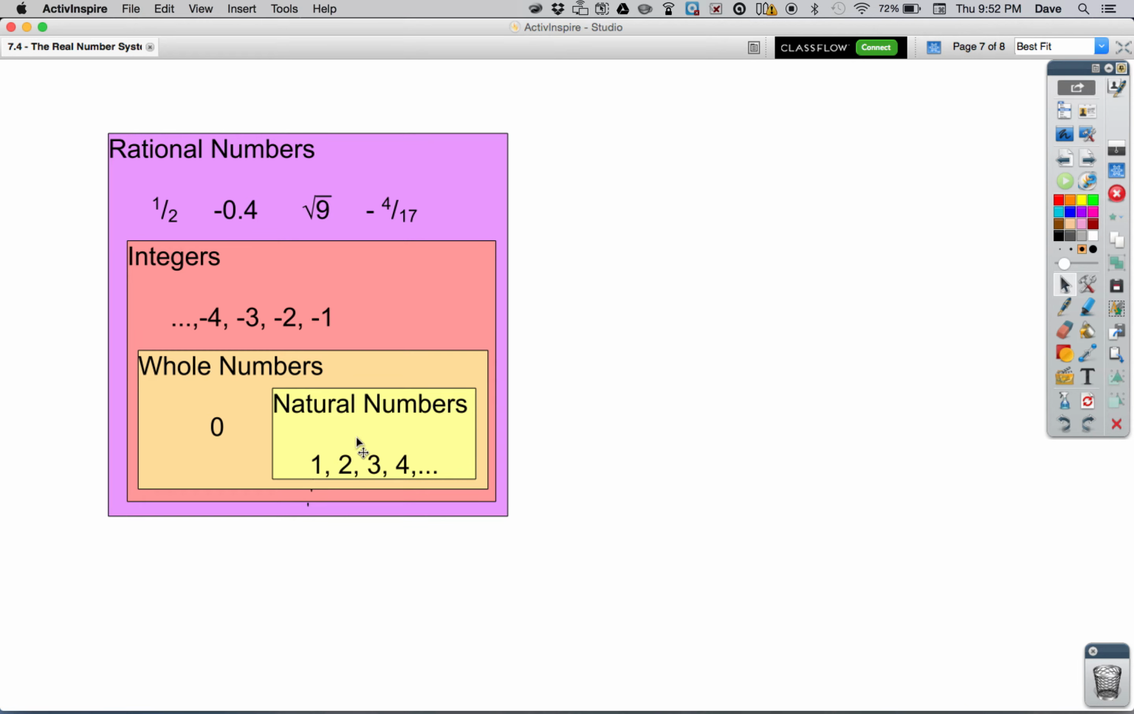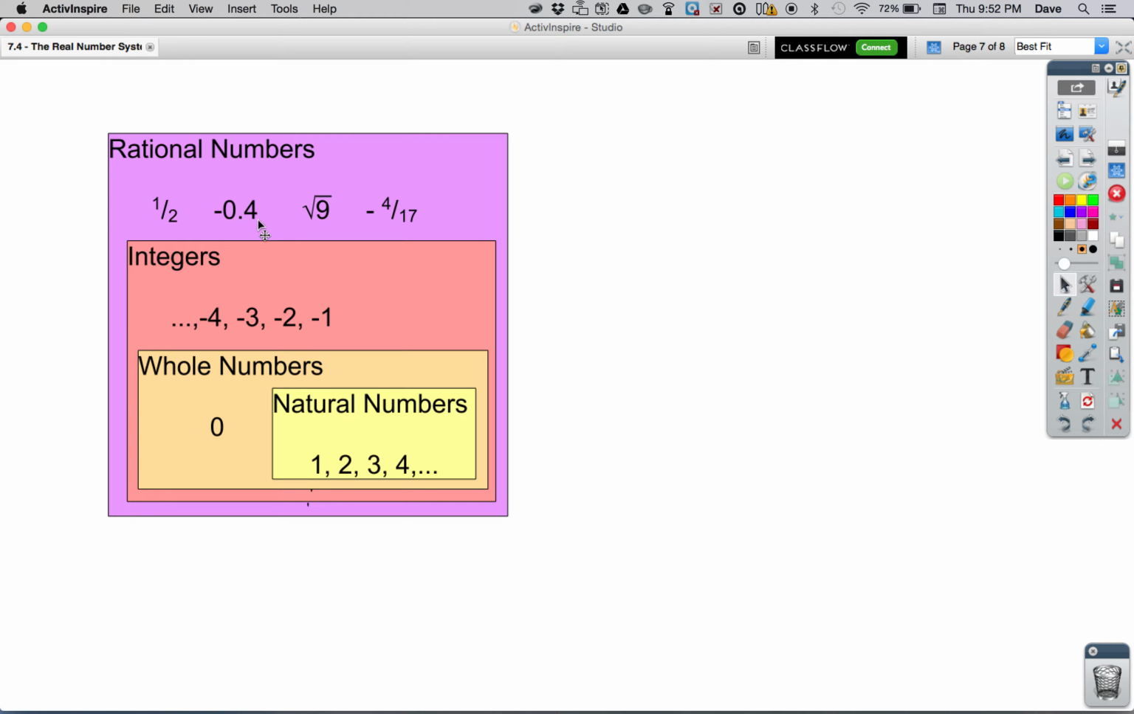And notice how it's a box within a box within a box. So integers isn't just what's here in red. Integers is all these numbers plus 0 plus the natural numbers. Whole numbers include 0 and the natural numbers. So this is more like a Venn diagram. A box within a box, or a category within a category. So next came rational numbers.